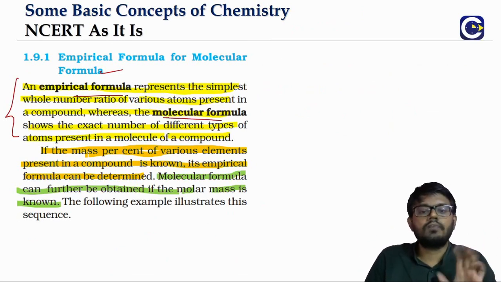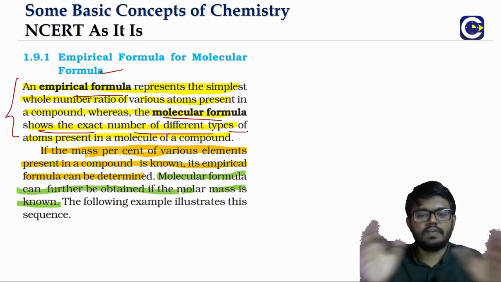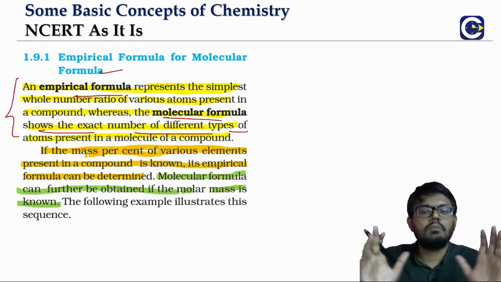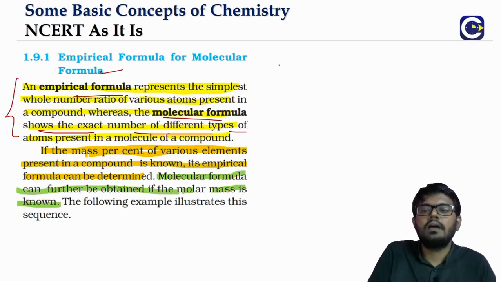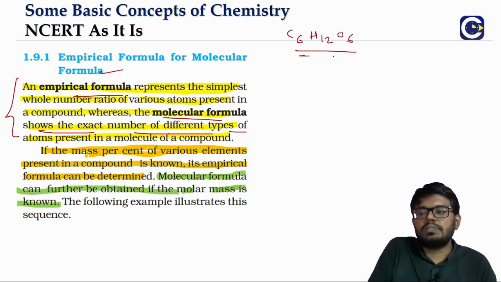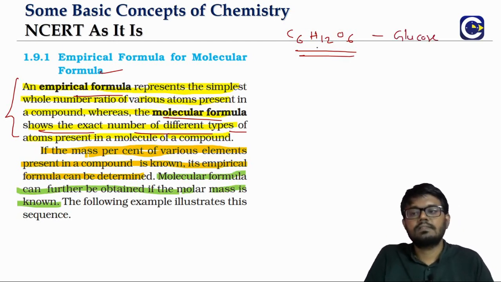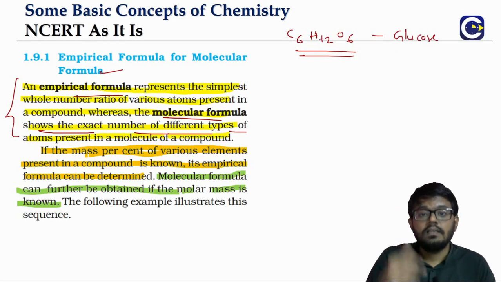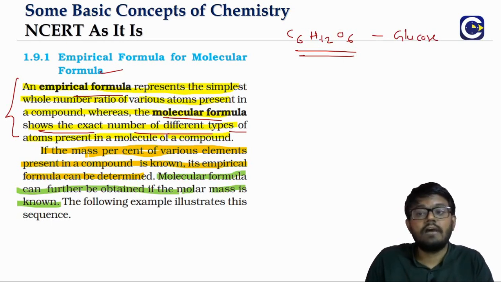So what is the molecular formula? It shows the exact number of atoms of different elements present in a molecule or a compound. For example, the molecular formula of glucose is C6H12O6. So it tells us that if you take one glucose molecule, we have 6 carbons, 12 hydrogens and 6 oxygens.